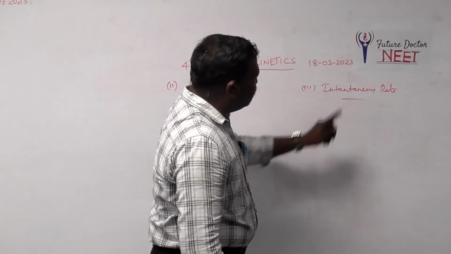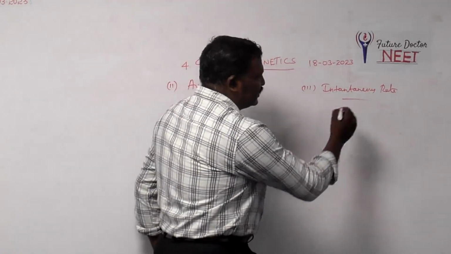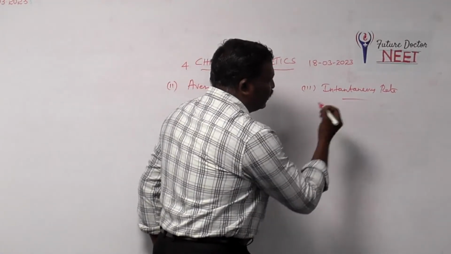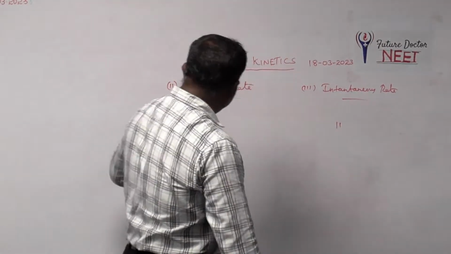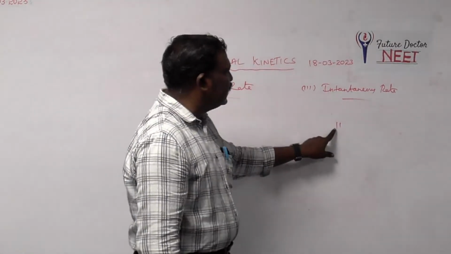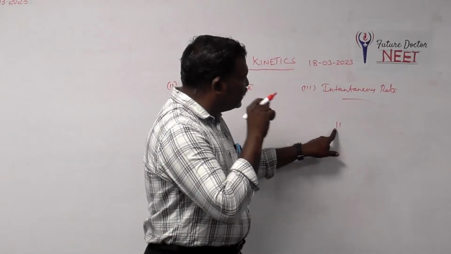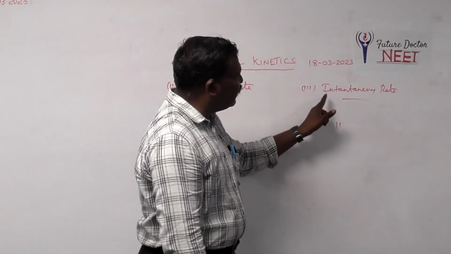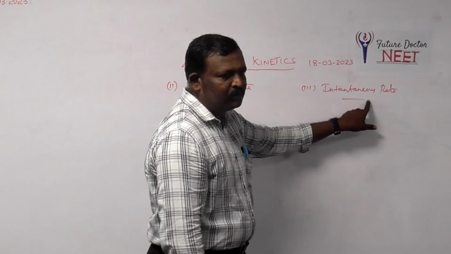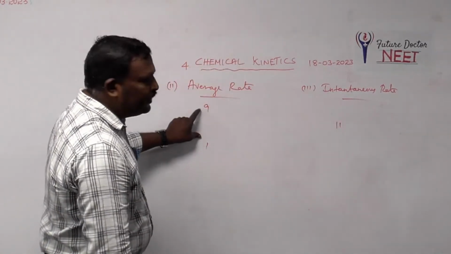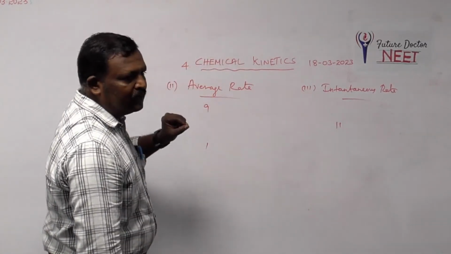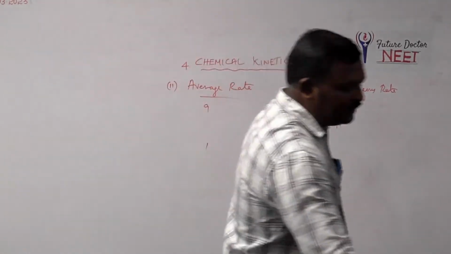Instantaneous rate means at a particular instant. Suppose at 11 o'clock, what's the rate of reaction? Understood? At a particular instant, if you are finding it, that's called what? Instantaneous rate. Okay. During the interval, it's called average rate. Just write, I'll give one definition.